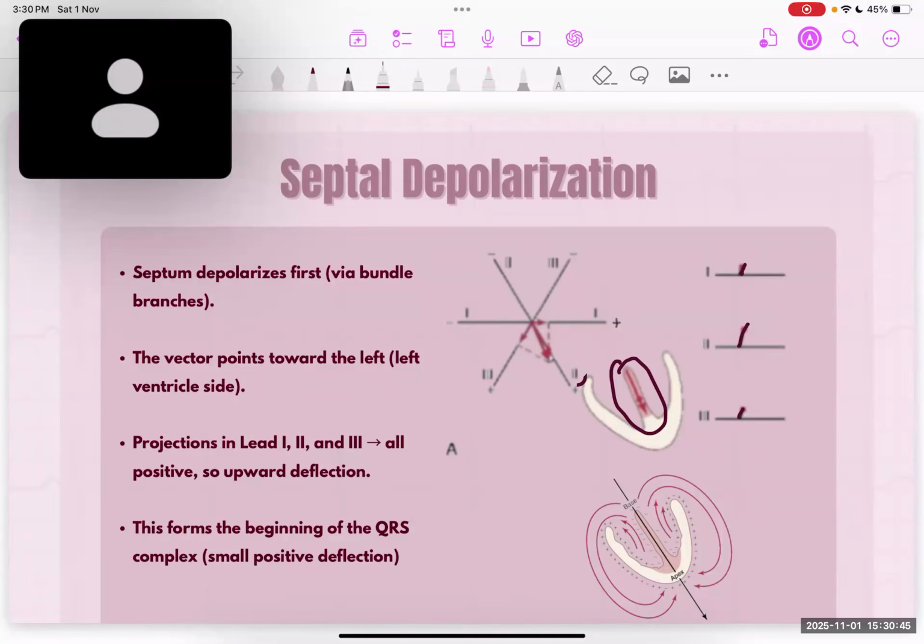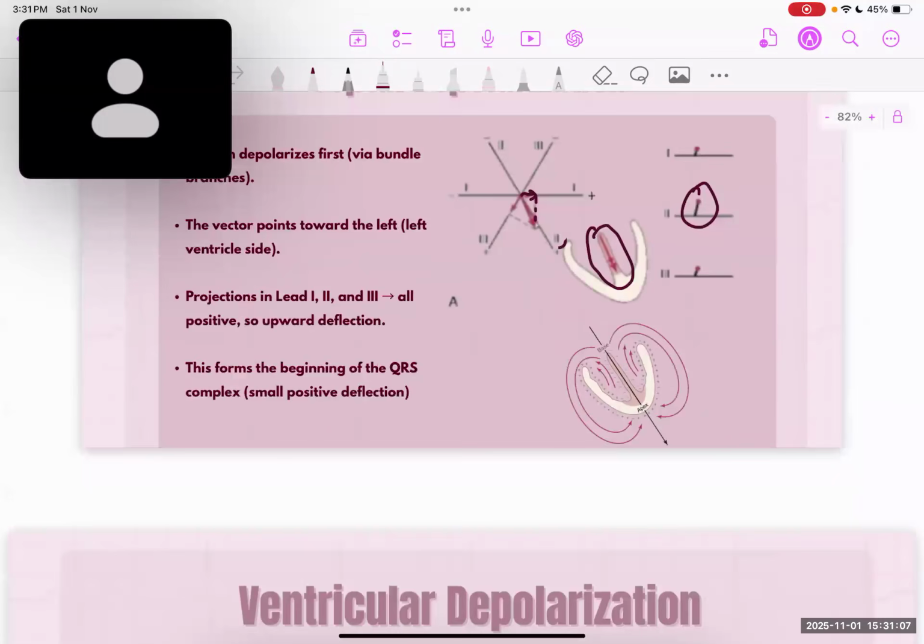That's how your wave's starting, because all these projections, after we used our vector and made the perpendicular lines and saw the arrow, show that lead 2 will be very positive. That is why you can see that the amplitude of lead 2 compared to lead 1 and lead 3 is larger, since the arrow is longer. So this is the starting of septal depolarization, and this forms the beginning of the QRS complex.